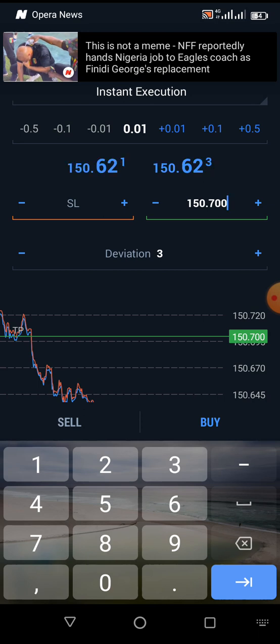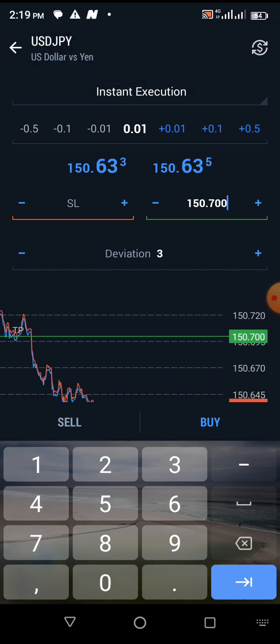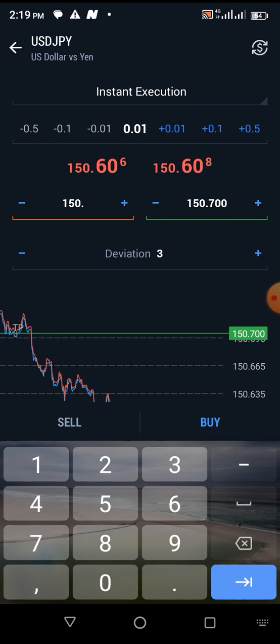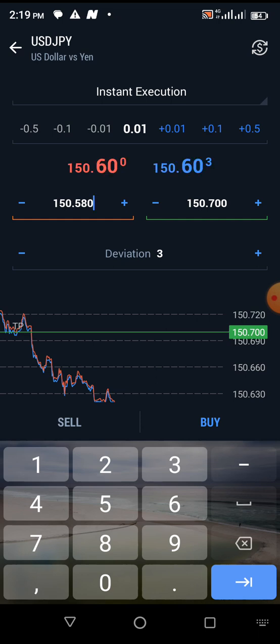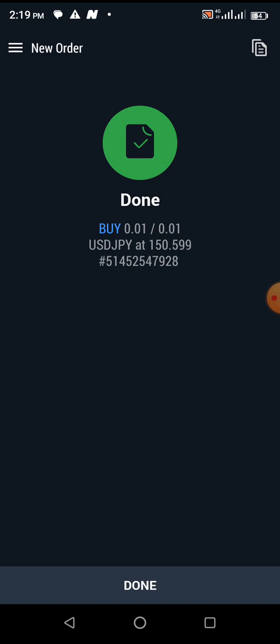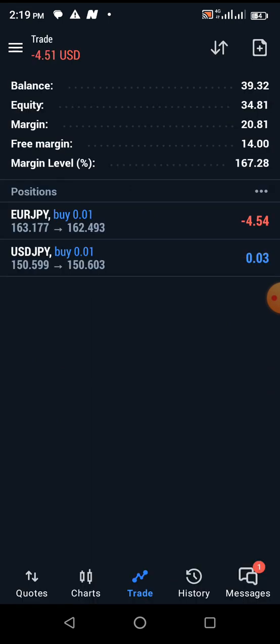Like I told us, we should always learn to use stop loss. So you come down here, you can say 0.5, let's say 580. Then you click buy. That's how to do it.